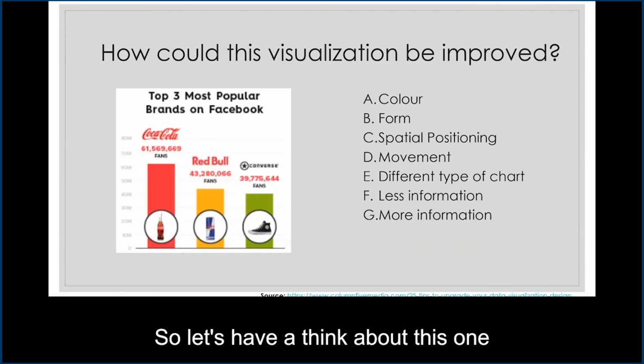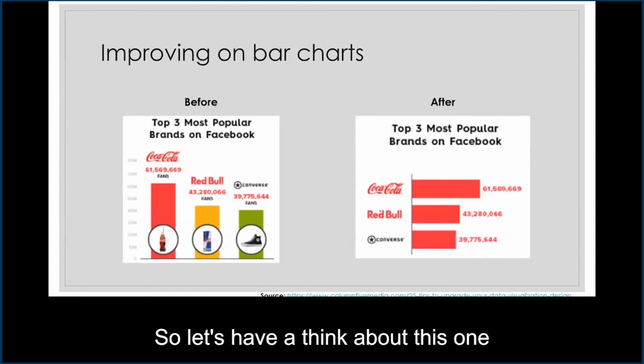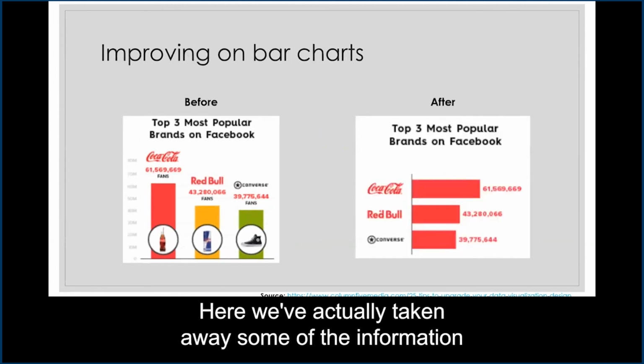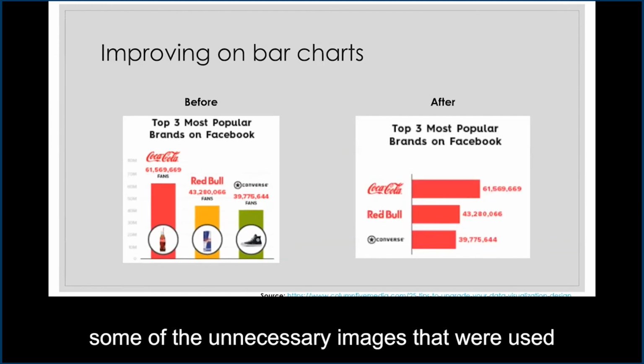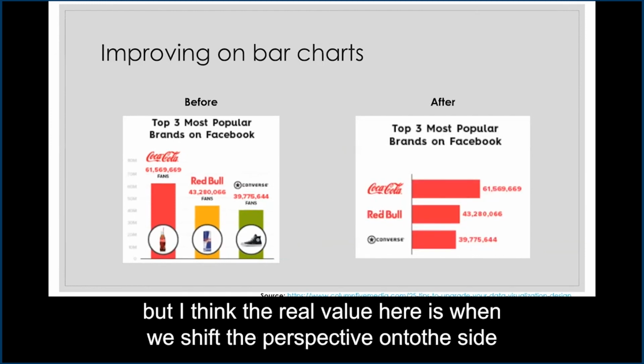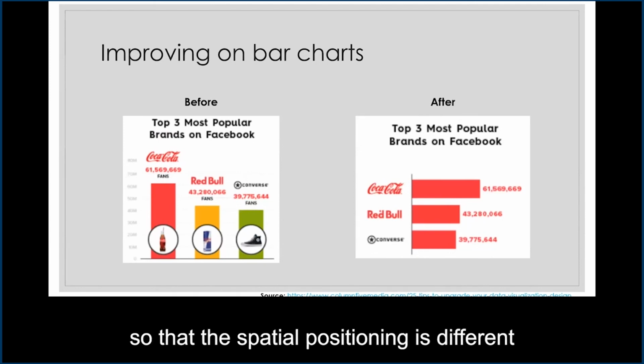So let's have a think about this one. Here, we've actually taken away some of the information, some of the unnecessary images that were used. But I think the real value here is when we shift the perspective onto the side so that the spatial positioning is different.